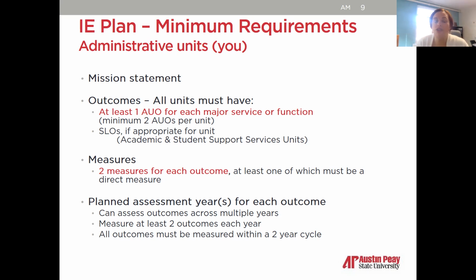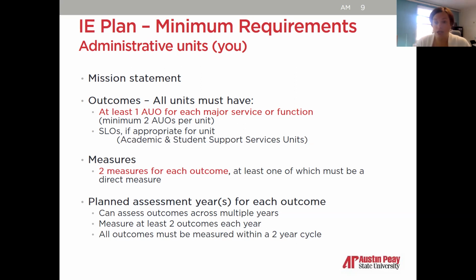We ask that all administrative and academic and student support services units have at least one AUO for each major service or function. For instance, in IEA, we're an administrative unit, my office, and we have three or four large service buckets that we work on. So we have an outcome for each of those. Gina McCullough works on QAF, and we have one related to that. Brandy works on technical stuff, and we have one related to that. And then Allie and I do a combo of different things, and we have a couple for that.